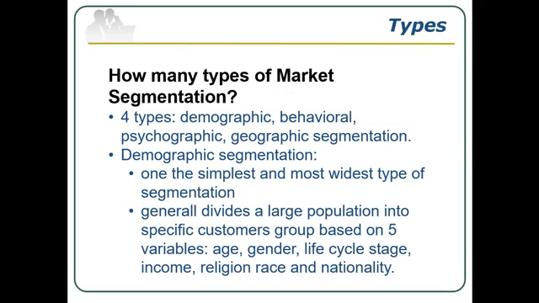Next, I will talk to you about how many types of market segmentation there are. There are four types of market segmentation: demographic, behavioral, psychographic, and geographic segmentation. The first one is demographic segmentation. It is one of the simplest and most widely used types of segmentation. It divides a large population into specific customer groups based on variables: age, gender, life cycle stage, income, religion, race, and nationality.